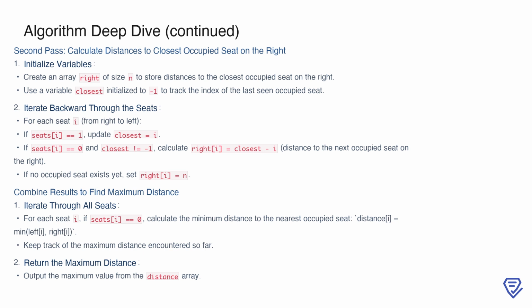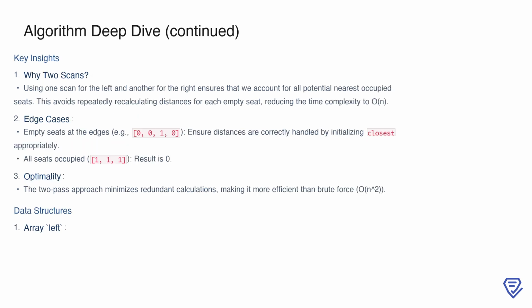After completing both passes, we iterate through the array once more to combine the results from left and right, calculating the minimum distance to the nearest occupied seat for each empty seat and keeping track of the maximum distance encountered. The two-pass approach is key to solving this problem efficiently. By separating the calculations for the left and right distances, we ensure that each seat is processed in constant time during each pass, leading to a linear time complexity. This approach avoids the inefficiencies of a brute force method, which would require recalculating distances repeatedly.